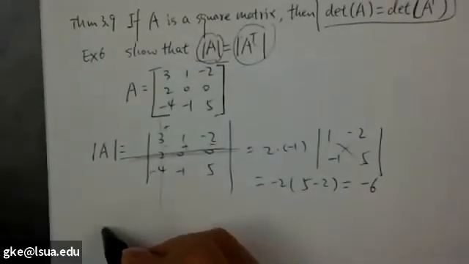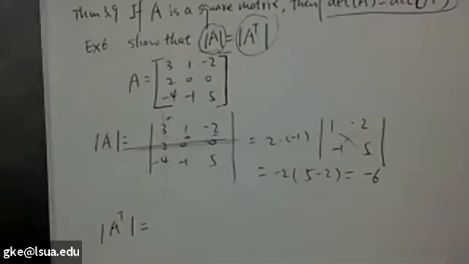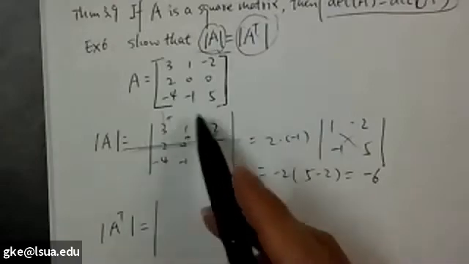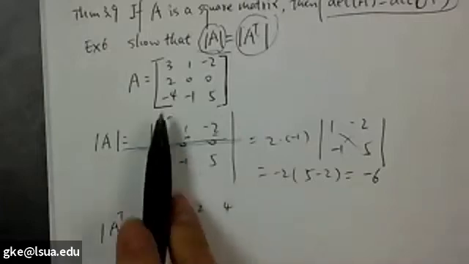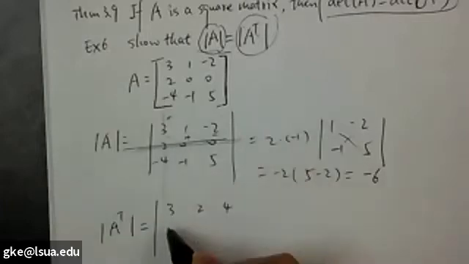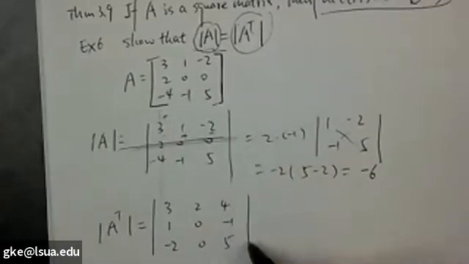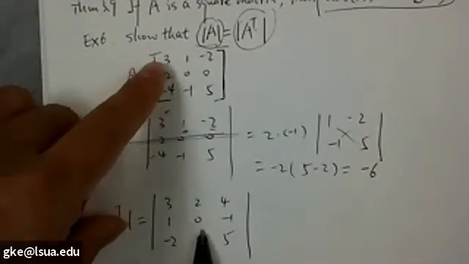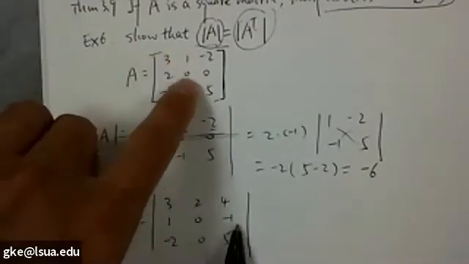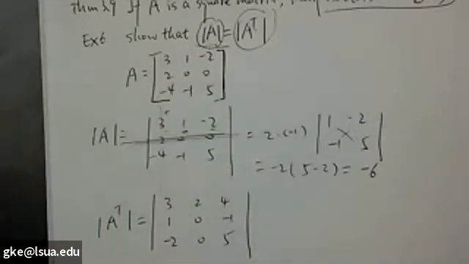And for A transpose, you know how to calculate it. The transpose: the columns become rows, right? So it is 3, 2, 4, 1, 0, -1, -2, 0, 5.